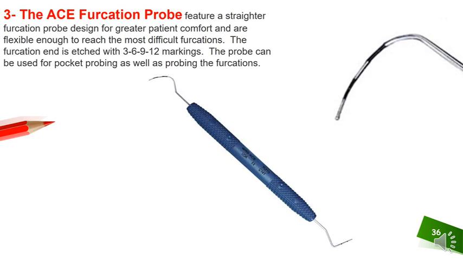The ACE furcation probe, this one, features a straighter furcation probe design to ensure patient comfort and is flexible enough to reach the most difficult furcations. The furcation end is etched with 3, 6, 9, 12 markings like Nabers. The probe can be used for pocket probing as well as probing the furcations.